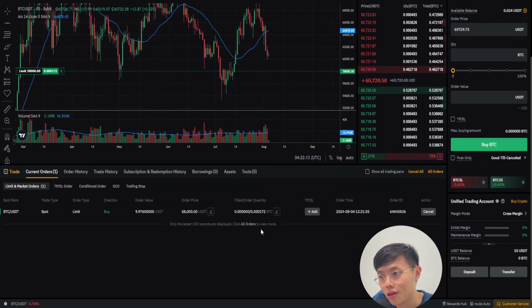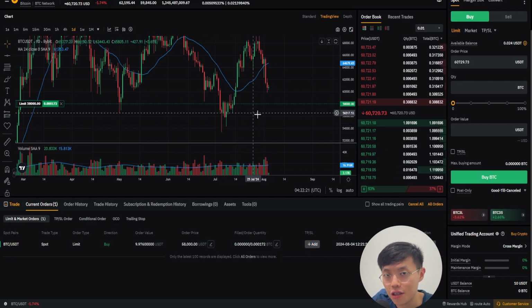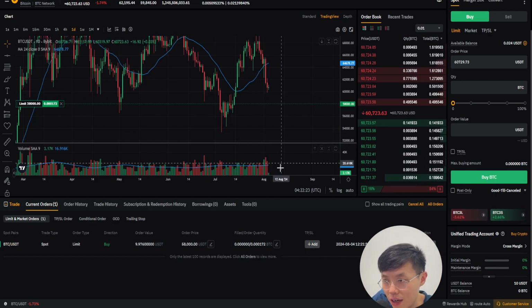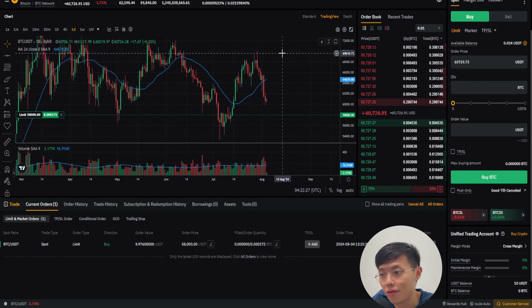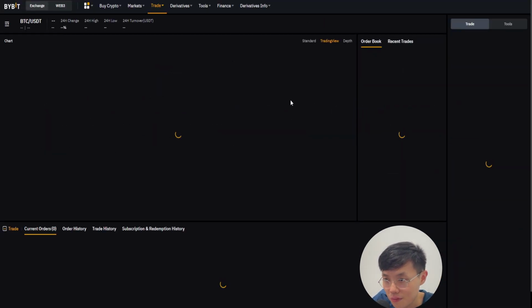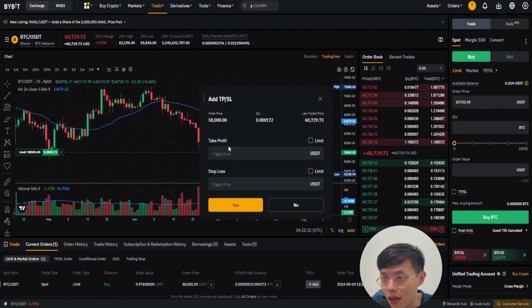Order filled. You can also press TP and stop loss if you want to. Basically, with stop loss, if the price goes down to a certain range, it will cut loss for you. With TP, if the price goes up to a certain range, it will take profit for you. So we can press this, take TP and stop loss. What is the price? Trigger price. You can type the trigger price, so 65,000.